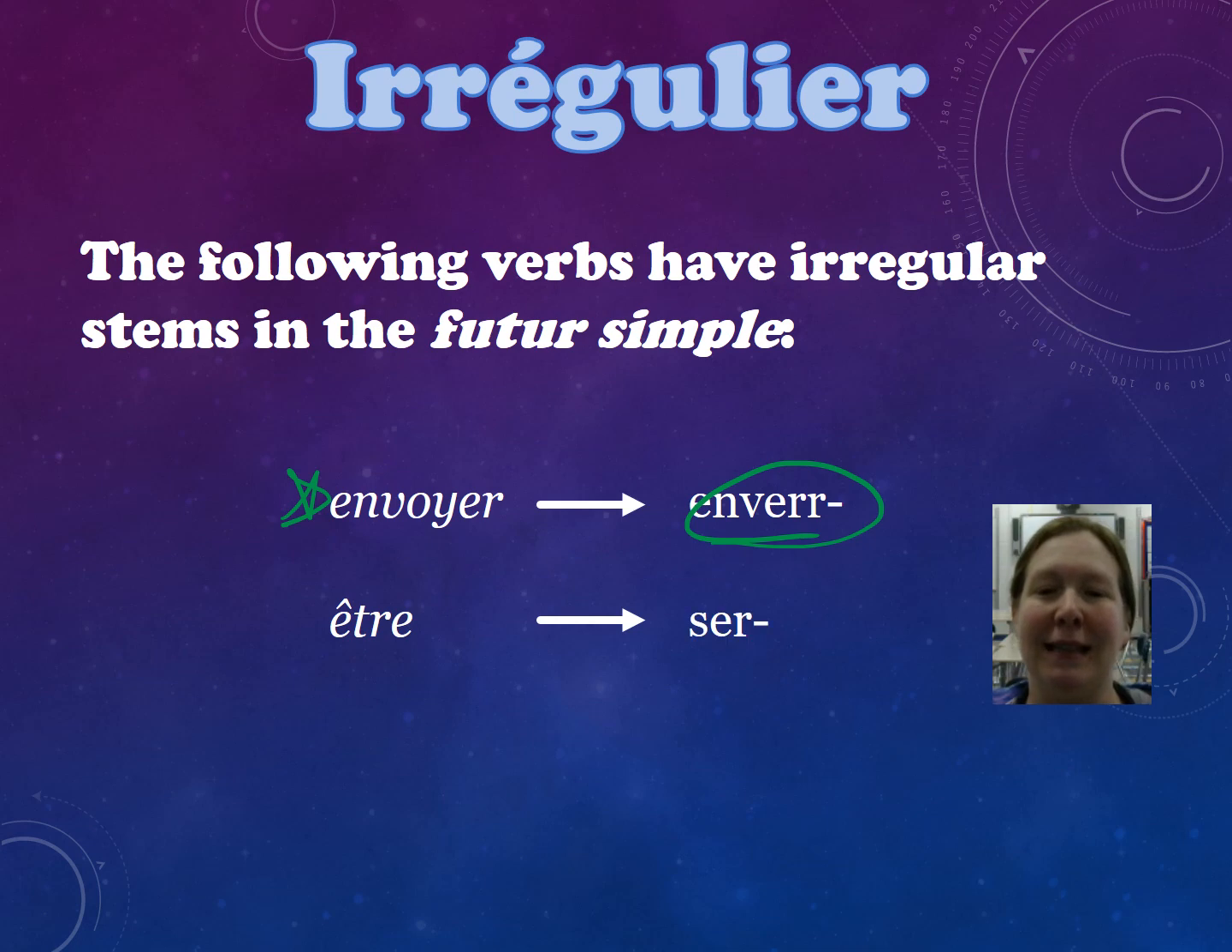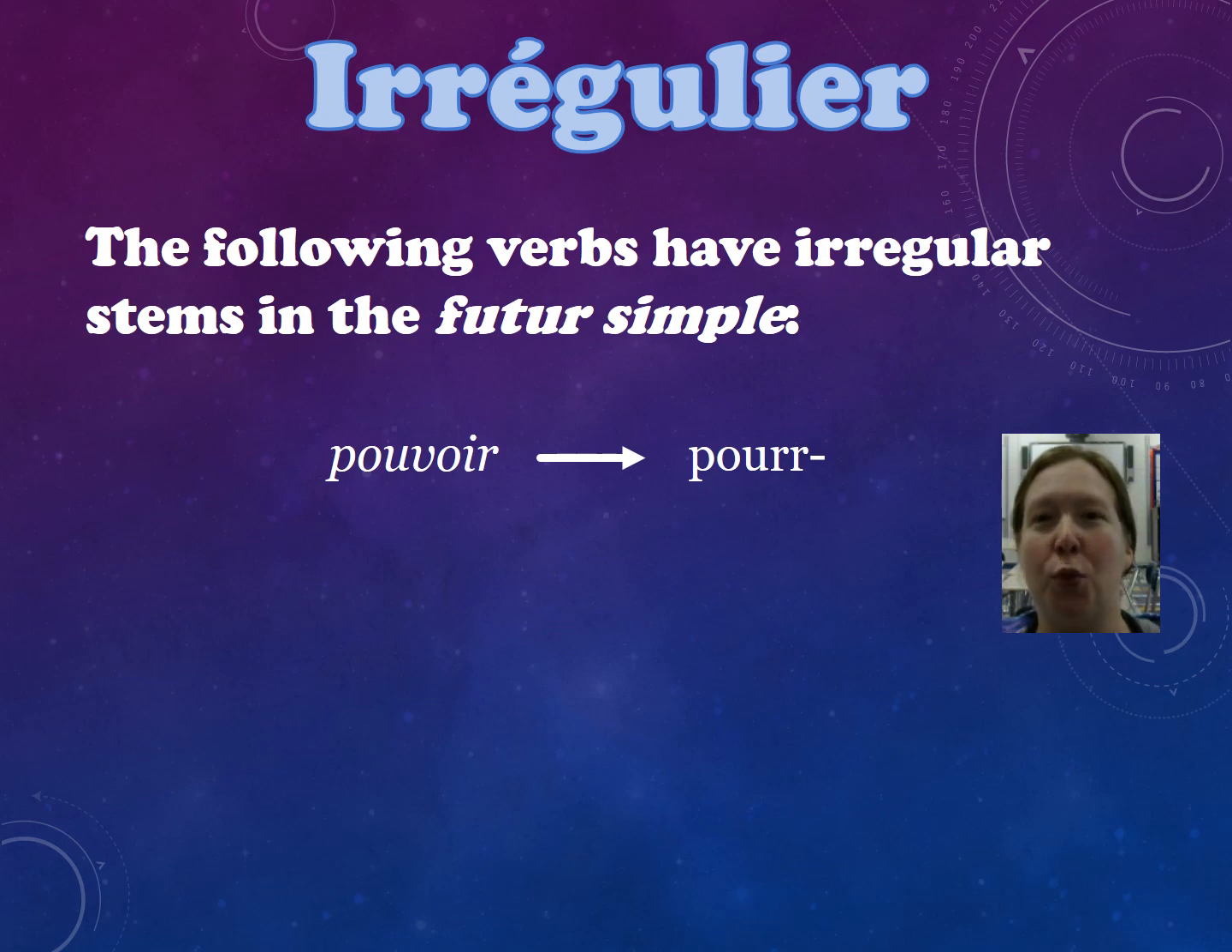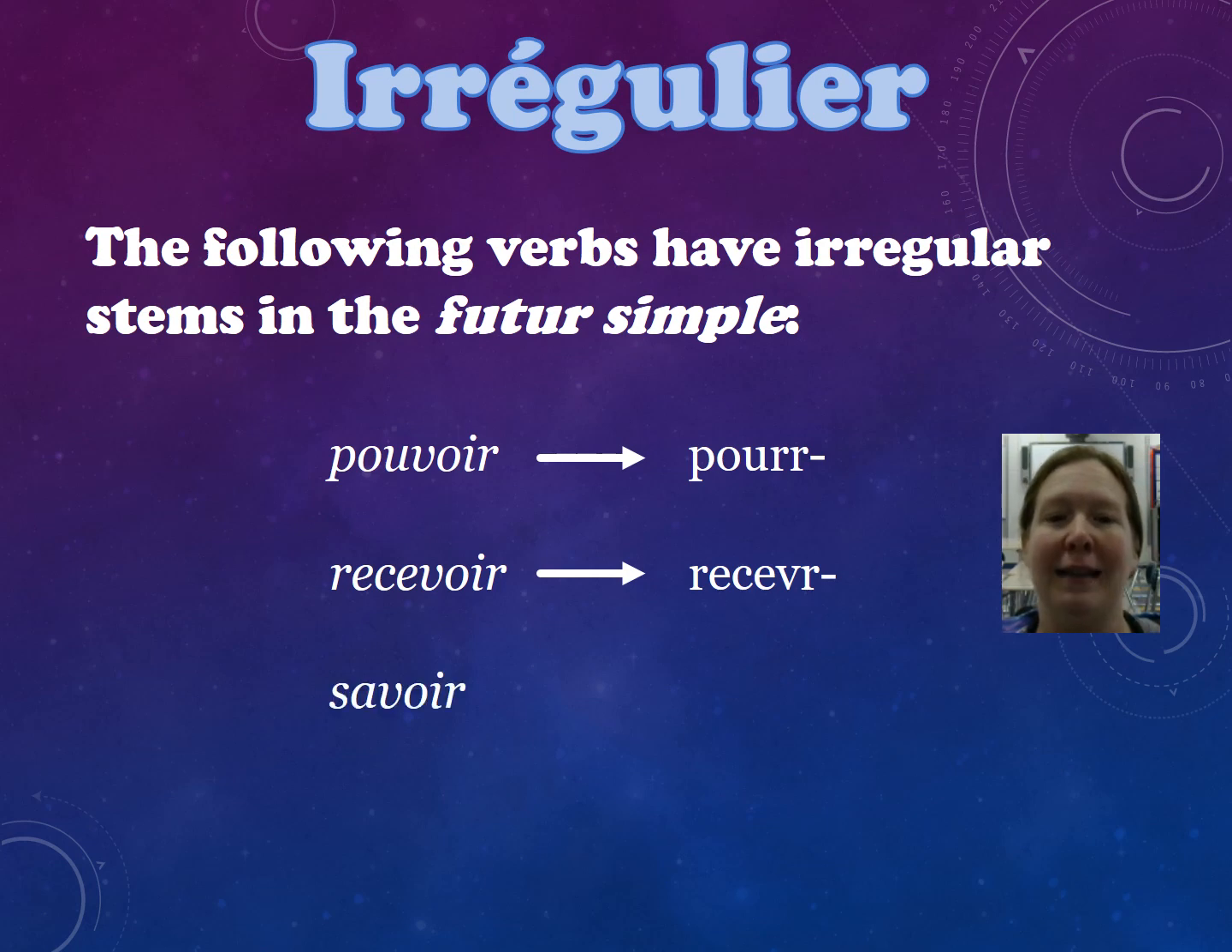Être is ser, and this is another Spanish connection. Ser is one of the verbs for to be in Spanish. Faire is fer, F-E-R instead of A-I. Continuing on, we have pouvoir, which is pourr. Recevoir is recevr. And savoir is saur.